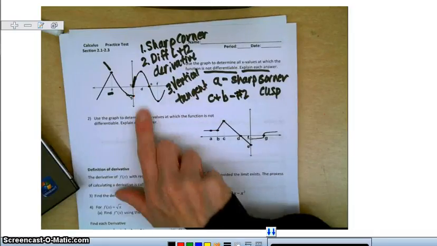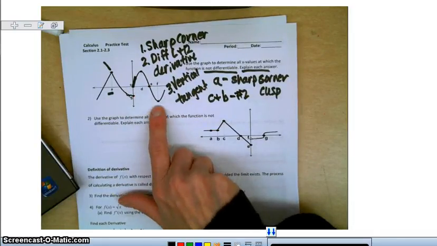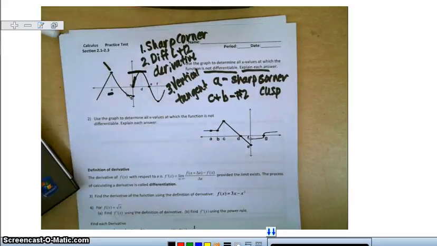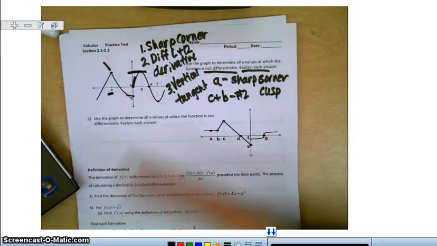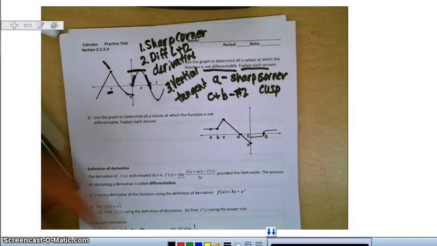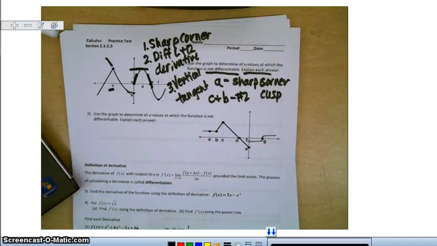This point D and F have a slope of 0. The tangent line there would have a slope of 0. That would be a horizontal tangent line, which is another question later on in the test. E is just your basic, it's a negative slope, and there's no problem with that.